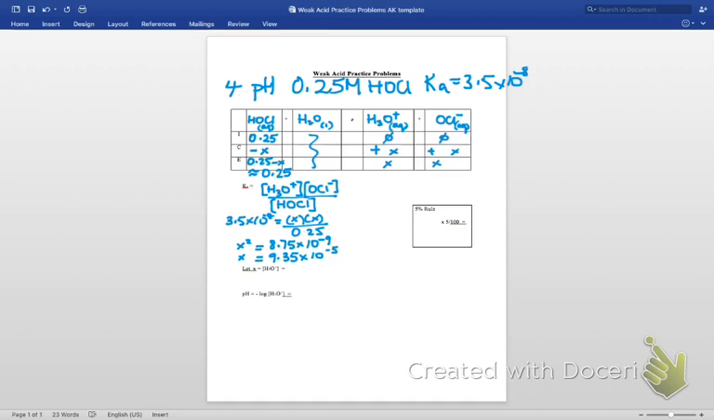5% rule, 0.25 times 5% is 1.25 times 10 to the negative 2. X is much smaller, so that's okay. Again, let x then be the concentration, which will be 9.35 times 10 to the negative 5 molar. pH is minus the log of 9.35 times 10 to the negative 5, which equals 4.029. So the final answer is going to be the pH is equal to 4.029.